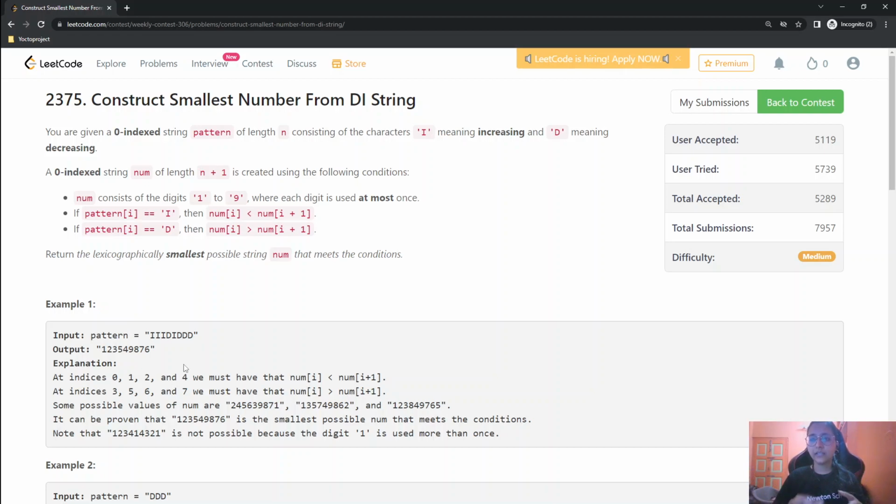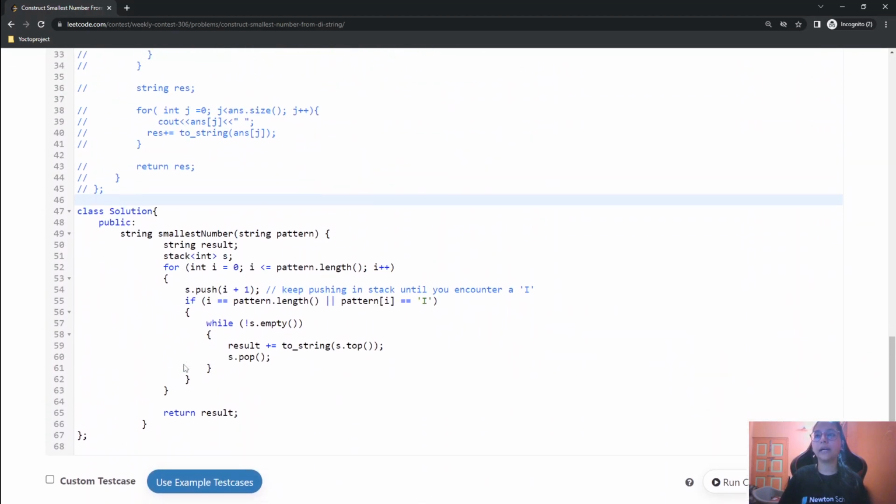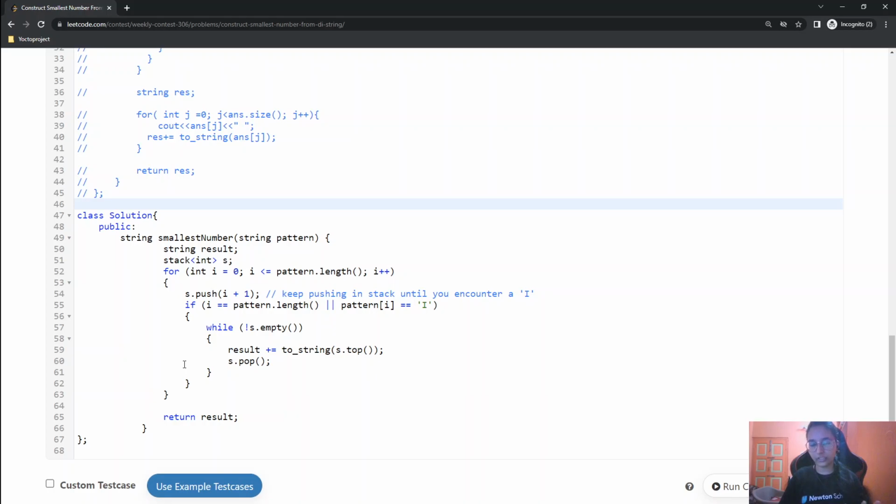So that's the thing we are required to do, and in this way our D case would be automatically handled, because D is only required at the position where we have a number which is greater than the next number about to come. So that's why D would be automatically handled in this criteria. Now comes the part of how we are required to code this particular solution.